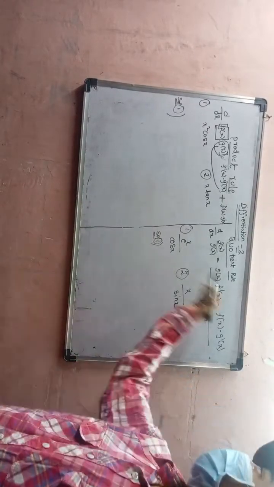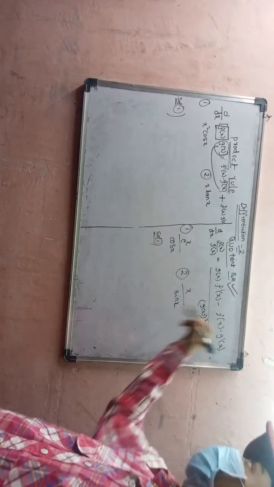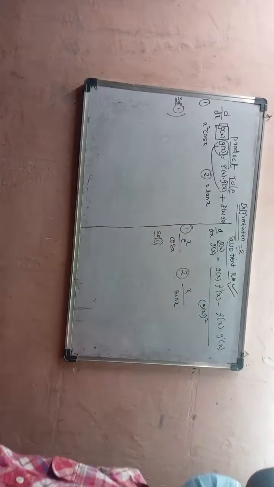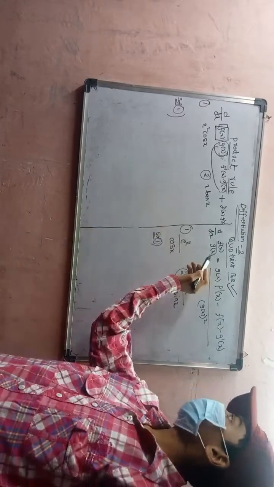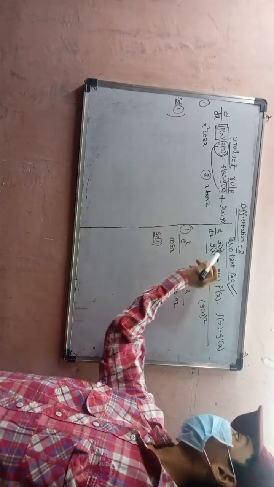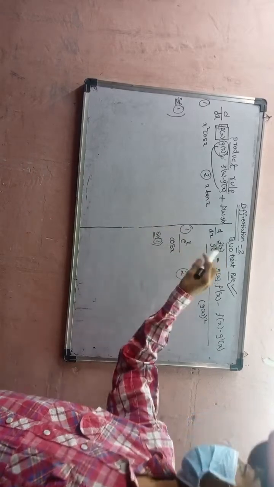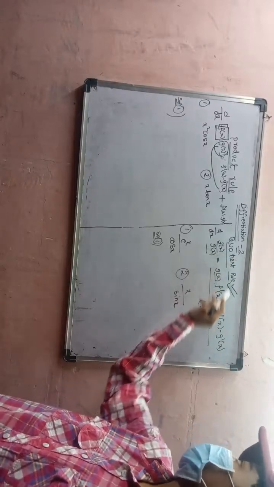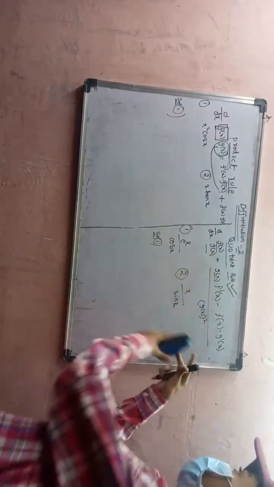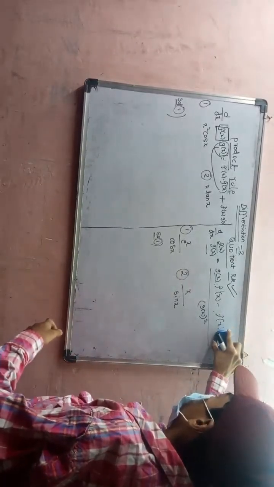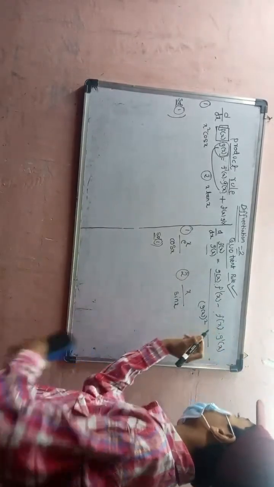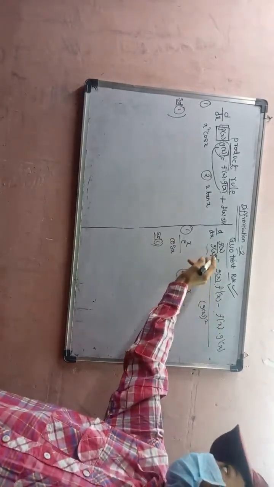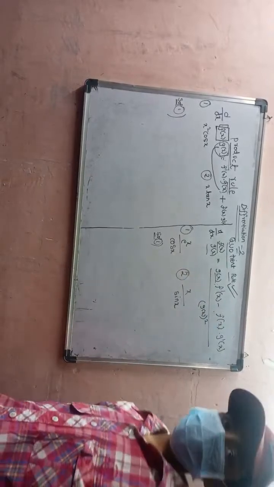Whereas the quotient rule: dy dx of f of x by g of x is equal to, first you write g of x into f dash of x, minus f of x into g dash of x, all divided by g of x whole square.